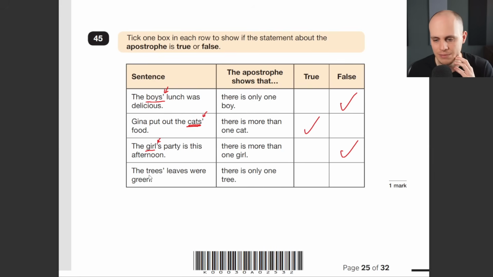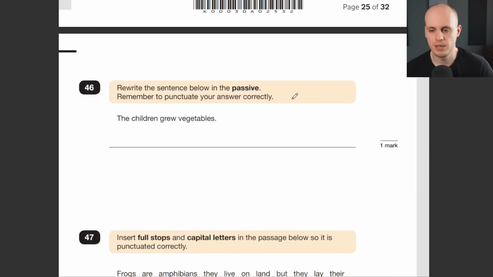And the trees' leaves were green. Hopefully we're getting the hang of this now. It means there's more than one tree. There is only one tree, false. Hard question, that one, because you had to also then think about the true or false statement. Very odd. Anyway, number 46, we're nearly there.